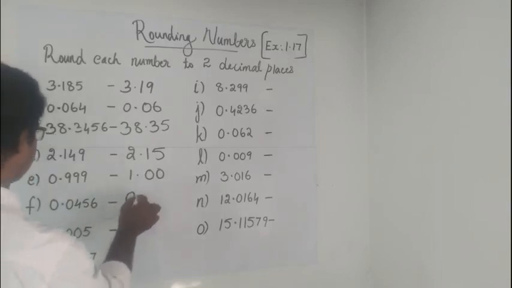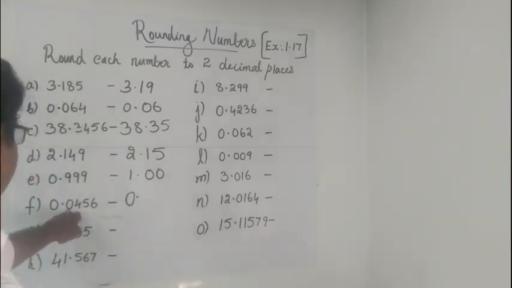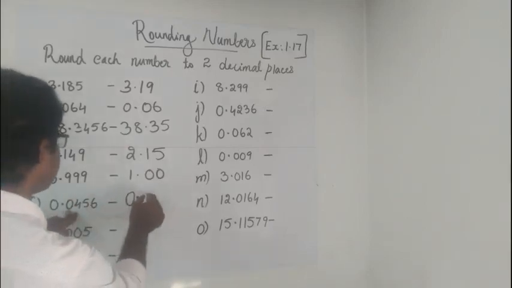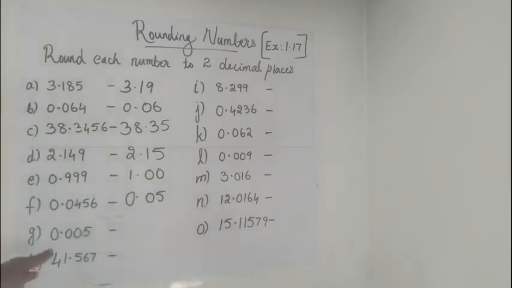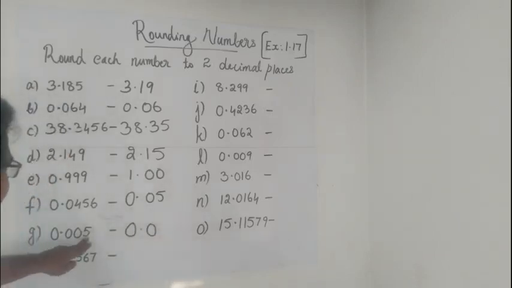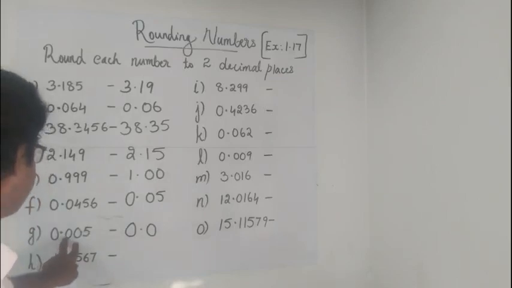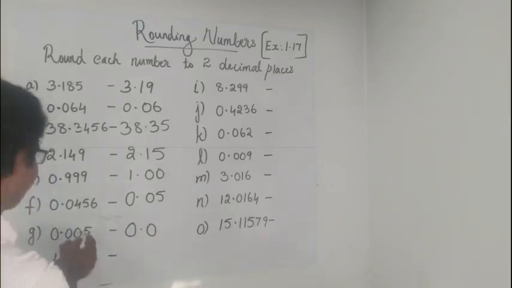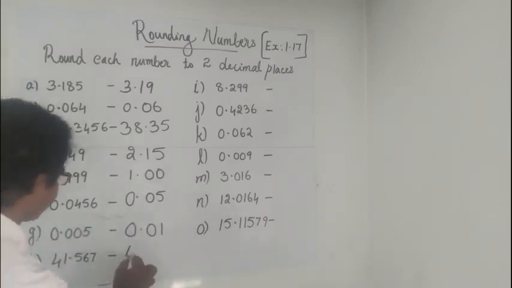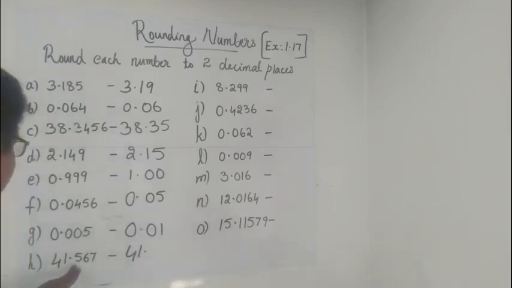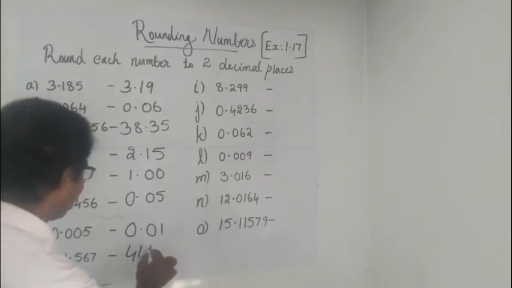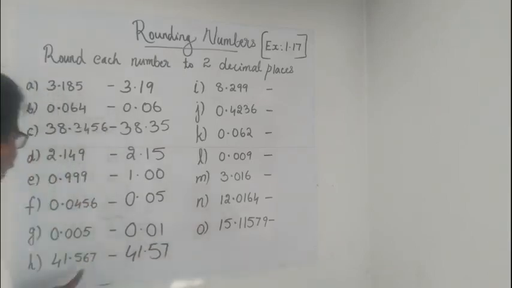0. We focus on the 2 digits. Here it is 5, so 4 becomes 5. 0.05. Got it? Next, 0.0. Here is 5, isn't it? We only want 2 decimal places, so focus on 2 decimal places. So 2 numbers, and this is 5, so we add 1 to this. 0.1 you get. Okay. Next, 41.56. See, focus on the 2 digits. Here it is greater than 5. Tell me, 6 becomes 7. Okay.